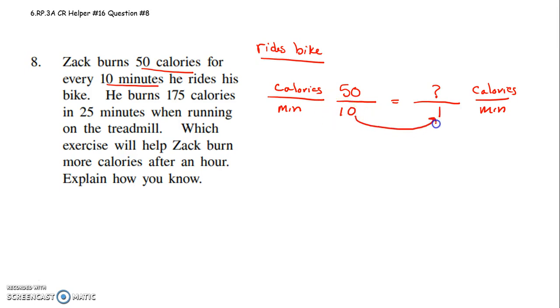So then I look at my denominators. How do I get from 10 to 1 using multiplication or division? I divide that by 10. 10 divided by 10 is 1. 50 divided by 10 is 5. So for when he rides his bike, he burns 5 calories every minute.